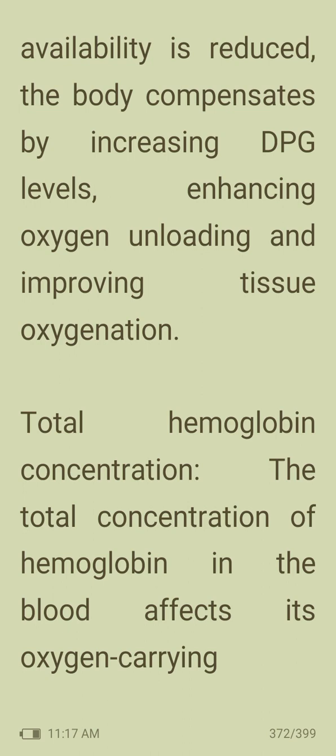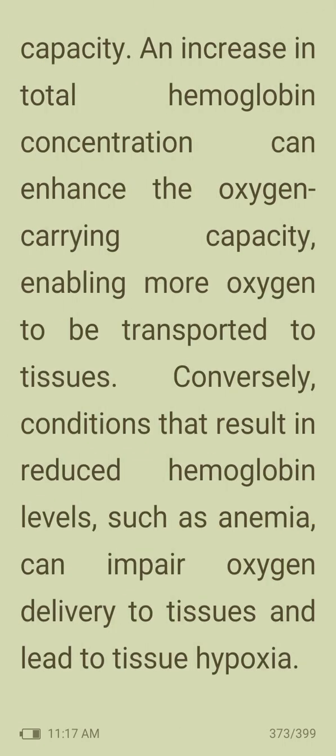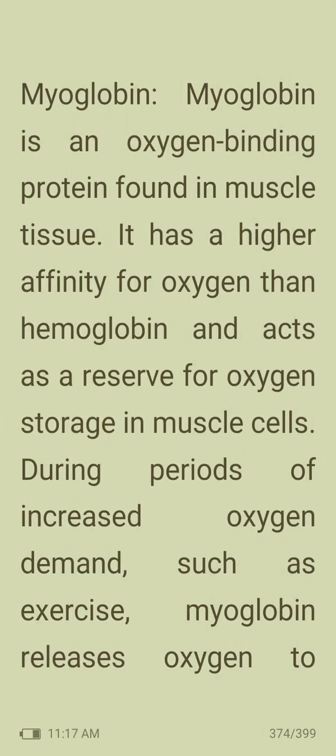Then total hemoglobin concentration. The total concentration of hemoglobin in the blood affects its oxygen carrying capacity. An increase in total hemoglobin concentration can enhance the oxygen carrying capacity, enabling more oxygen to be transported to tissues. Conversely, conditions that result in reduced hemoglobin levels, such as anemia, can impair oxygen delivery to tissues and lead to tissue hypoxia. Then myoglobin. Myoglobin is an oxygen binding protein found in muscle tissues.